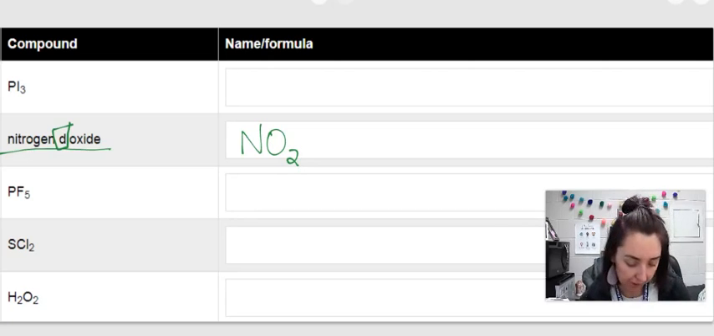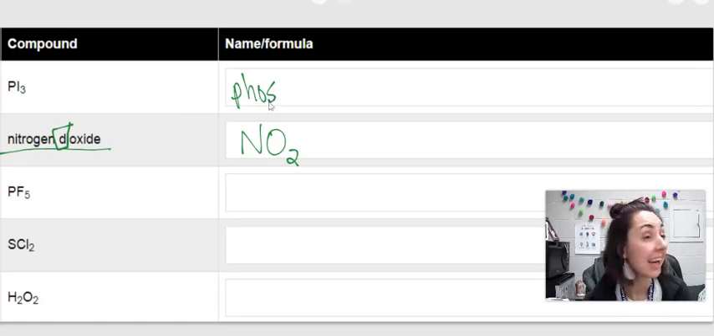It's pretty easy. The harder one with the molecular compounds is writing them, and that's just because we need to remember these prefixes. So this first one, PI3. If there's only one of the first element, it doesn't need a prefix.